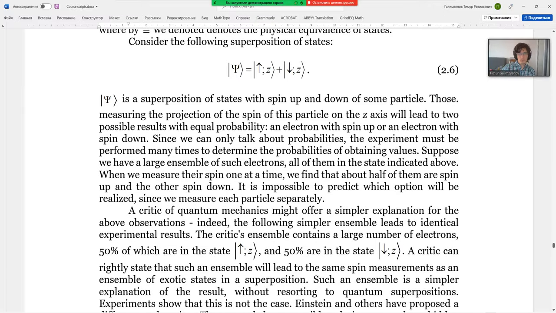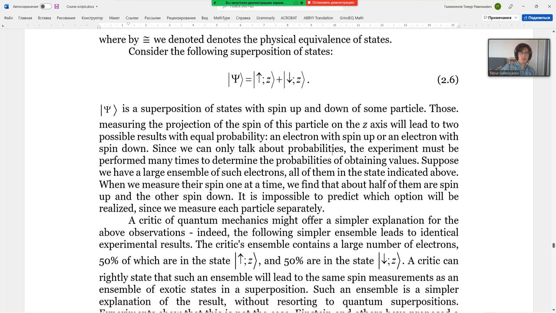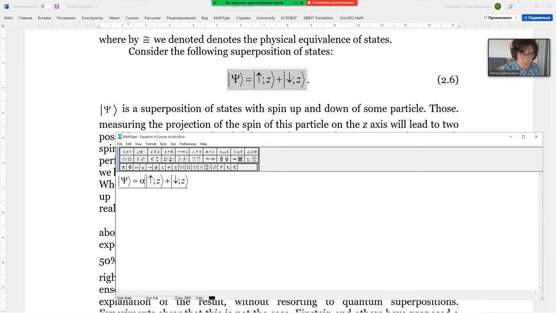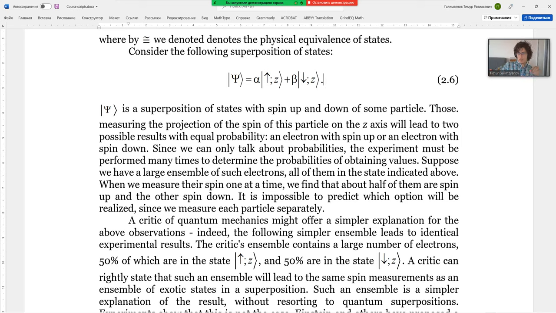To make our explanation more intuitive, consider not some arbitrary states A and B, but a particle, an electron, having spin either up or down, so inner angular momentum up or down. And we saw in the Stern-Gerlach experiment that we can measure this. I should add the coefficients here. So with probability alpha squared or beta squared, we get either up or down.